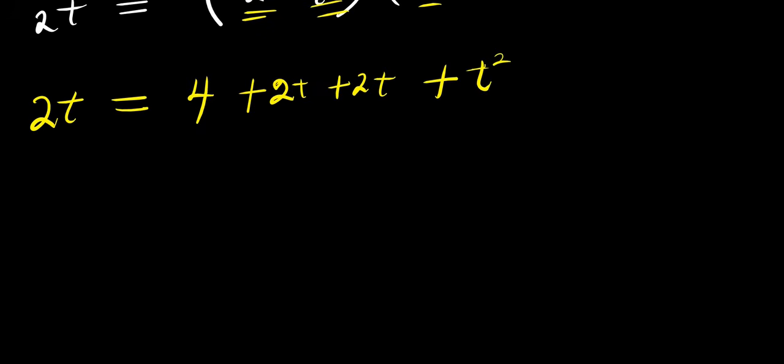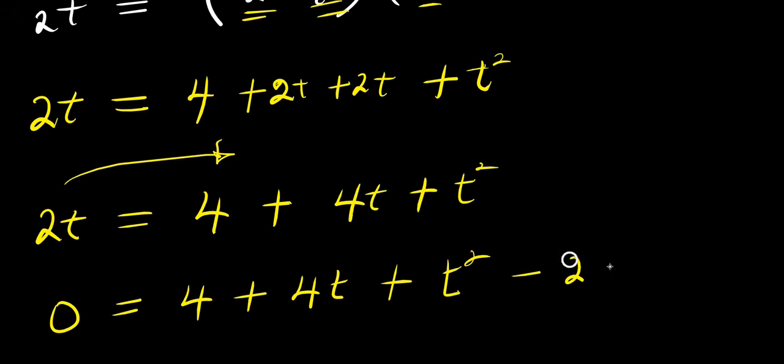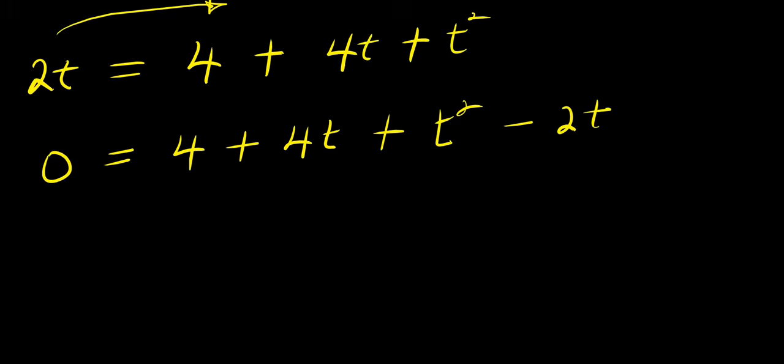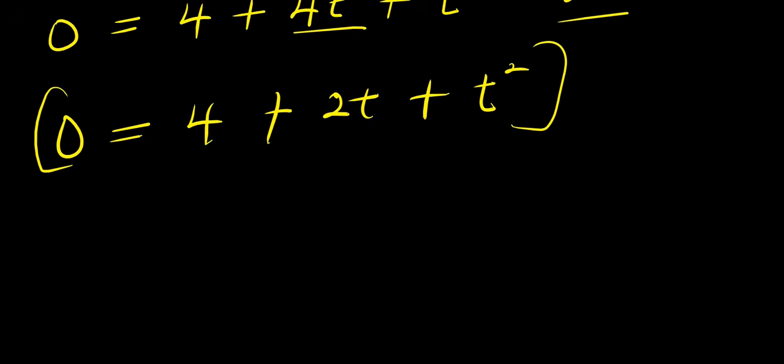So from here, I have 2t equals 4 plus 4t plus t squared. I move this over here. I have 0 equals 4 plus 4t plus t squared minus 2t. 4t minus 2t, that is 2t. I have 0 equals 4 plus 2t plus t squared. So let's rearrange this equation. We have t squared plus 2t plus 4 equals 0.